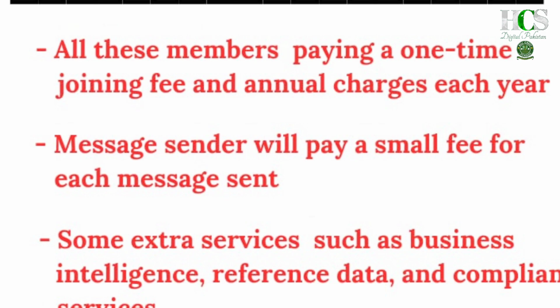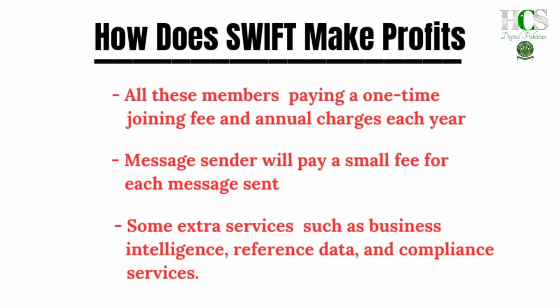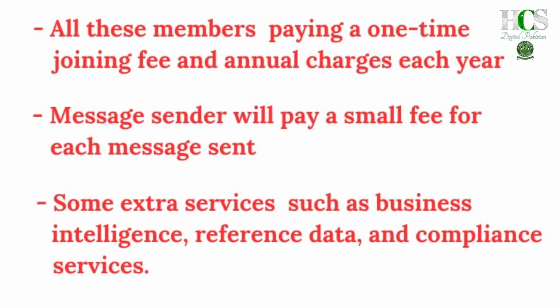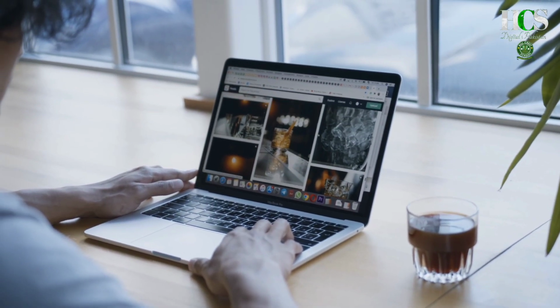Usually, different financial organizations will be in different charge tiers based on the volume of messages they will be sending in a year. Also, some extra services provided by SWIFT, such as business intelligence, reference data, and compliance services, can also provide revenue for this network.